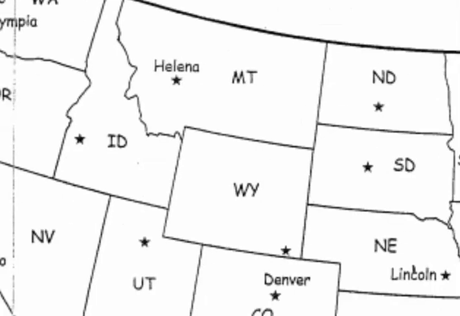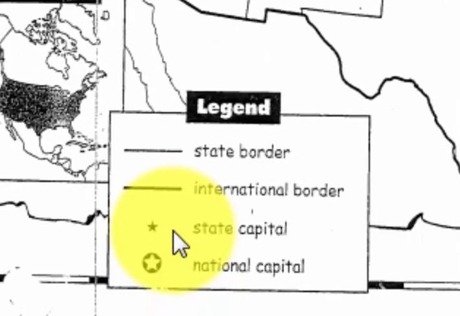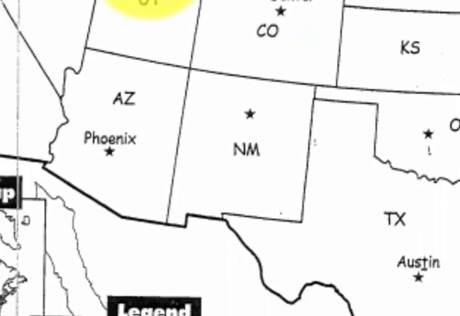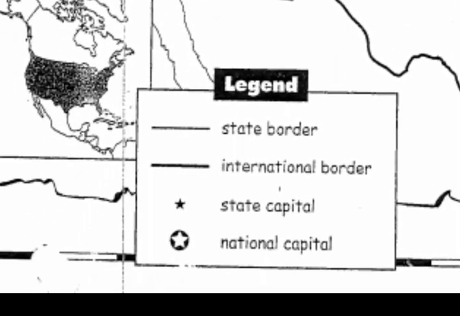Also, the legend is going to tell me that a small star is a state capital. You can see that in Denver, in Wyoming, in Utah, for example. And the national capital is marked by the larger white star. That solves a lot of problems right off the bat, just by taking a look at the legend. It tells me a lot of information.